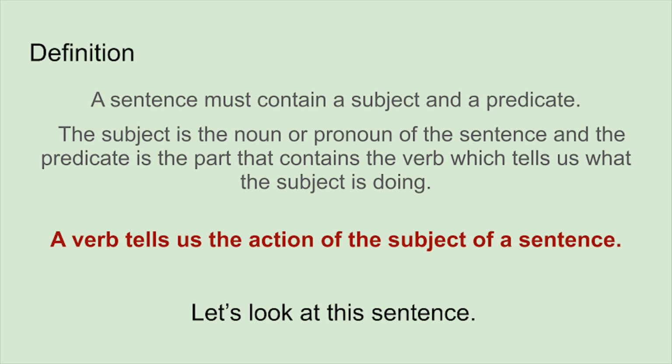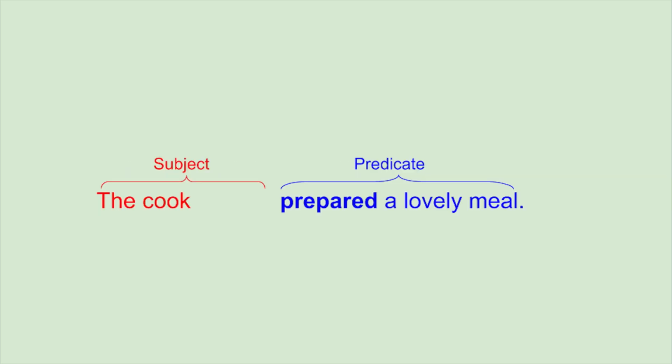Let's look at this sentence. The cook prepared a lovely meal. The cook is the subject part of the sentence, and prepared a lovely meal is the predicate part of the sentence. In the predicate part of the sentence, we have the verb prepared. Prepared is an action word. It tells us what the cook did. He prepared a lovely meal.